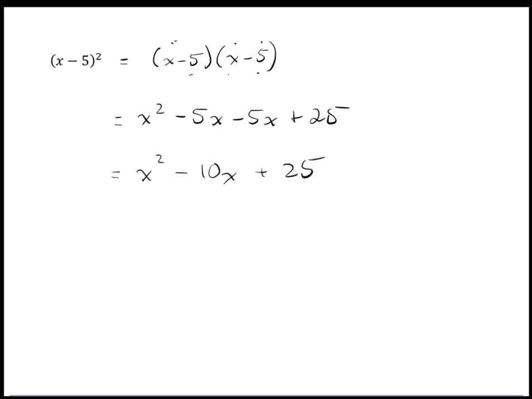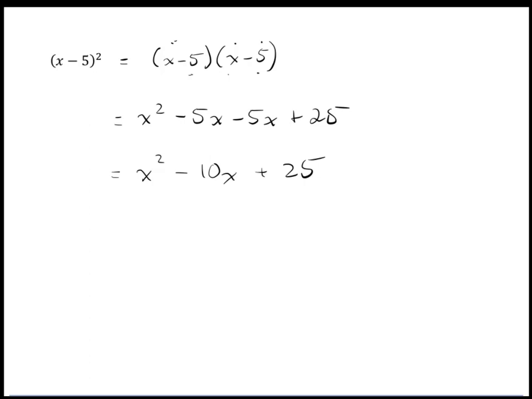Notice the pattern. The middle term occurs twice, and it's made up of the 2 terms in our binomial. Therefore, the coefficient of the linear term here is twice the number that was in our original binomial. Also, the constant term here is the square of the number that was in our binomial. Remember this pattern.